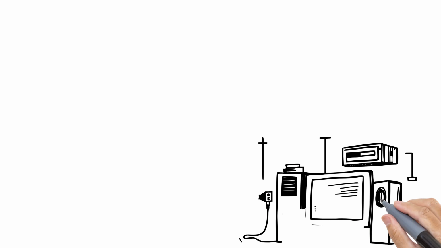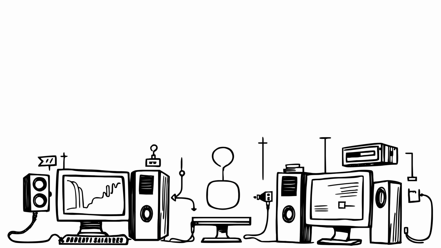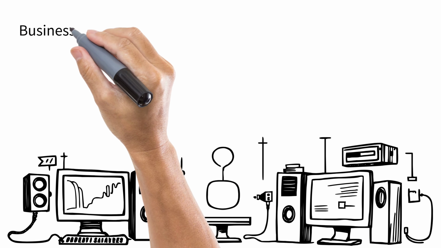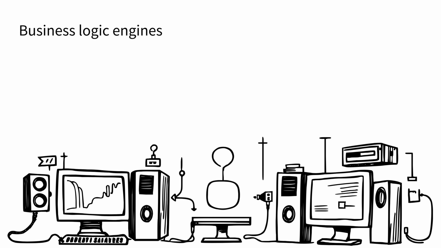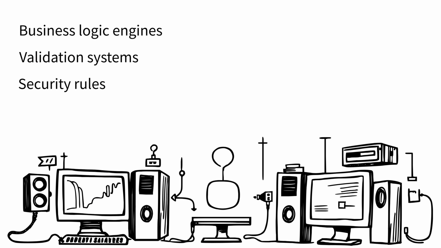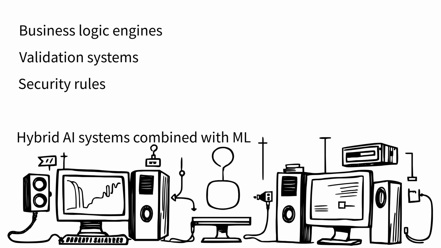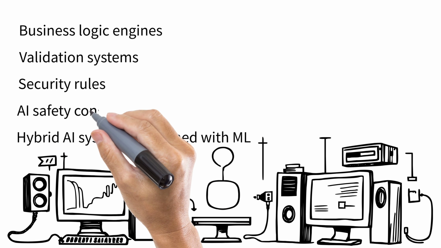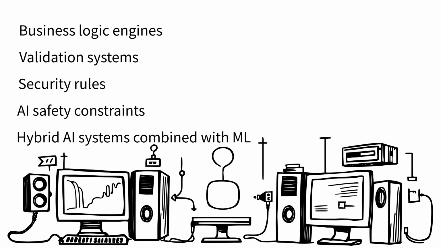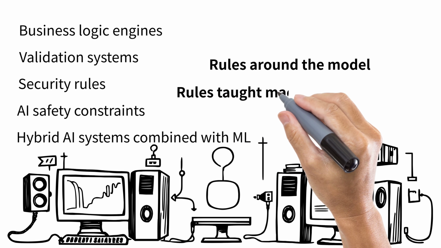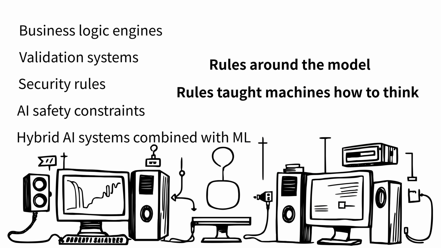But here is the twist. Rule based systems never disappeared. They are still used in business logic engines, validation systems, security rules, AI safety constraints, hybrid AI systems combined with ML. Even modern AI systems rely on rules around the model. So before neural networks learned patterns, rules taught machines how to think.